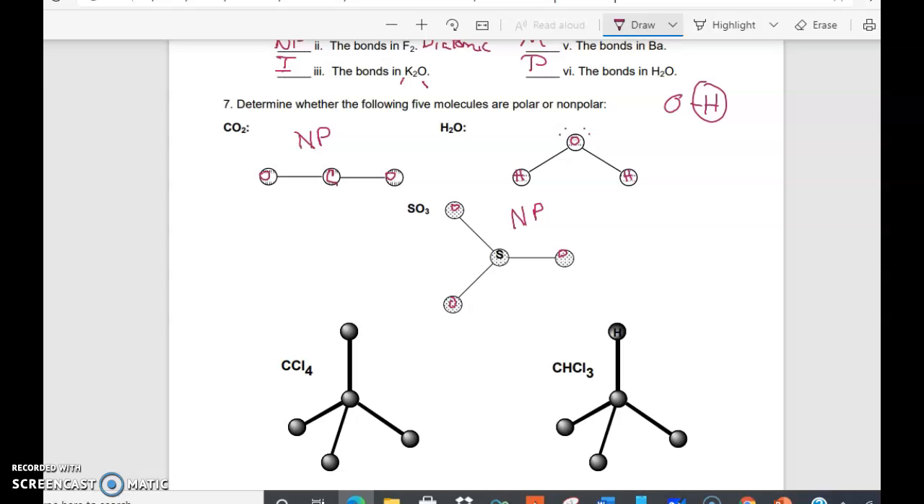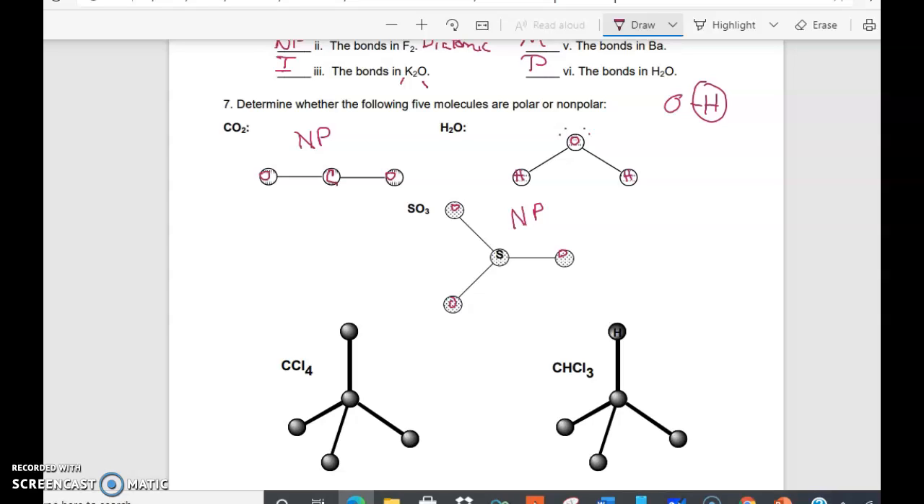Well, first, does it have polar bonds? I mean, it has to have polar bonds in order for it even to have a chance of being polar. So yes, it does have polar bonds. If you were to look at the periodic table, oxygen is more electronegative than hydrogen, so there are polar bonds there. So now, is the molecule polar?